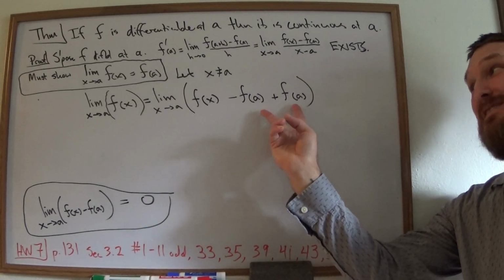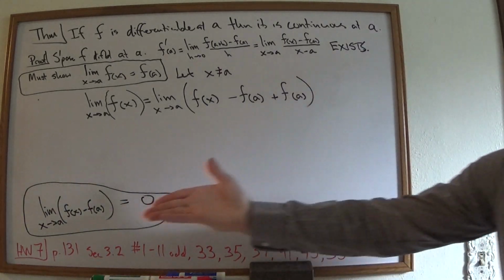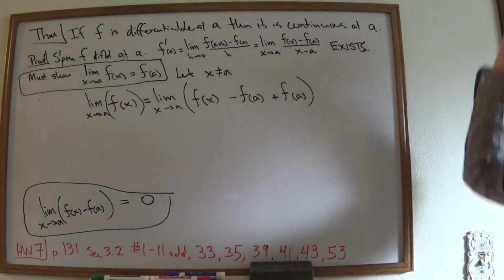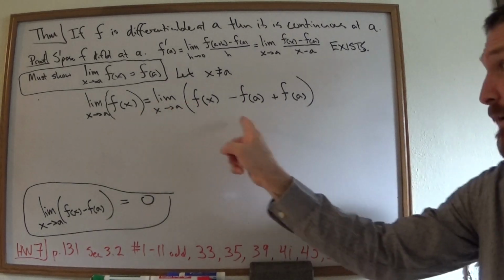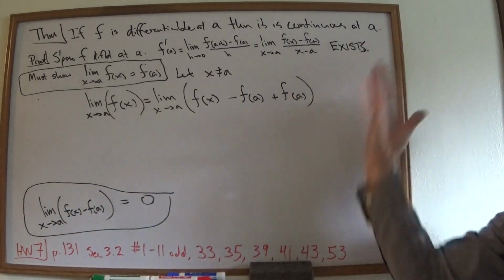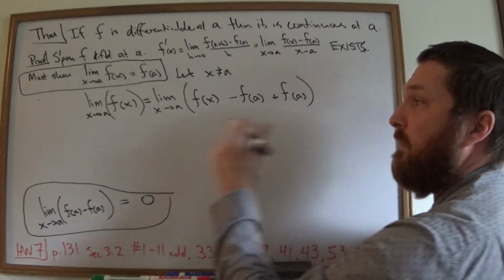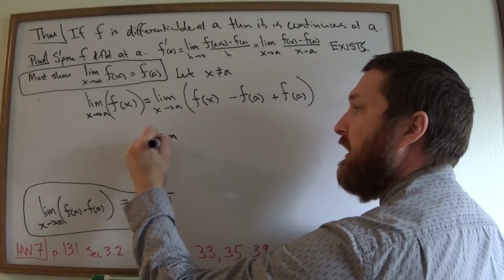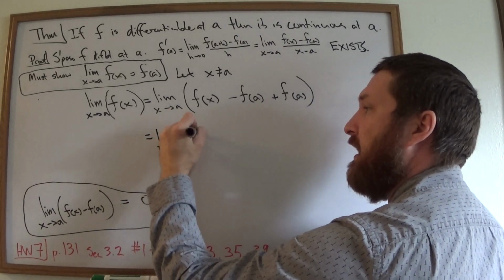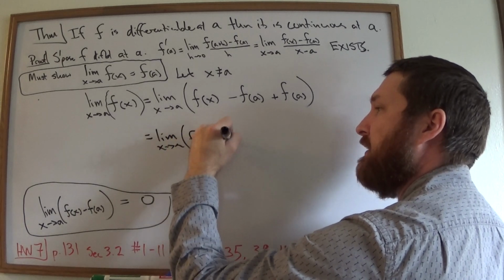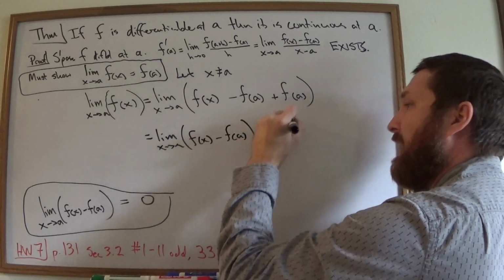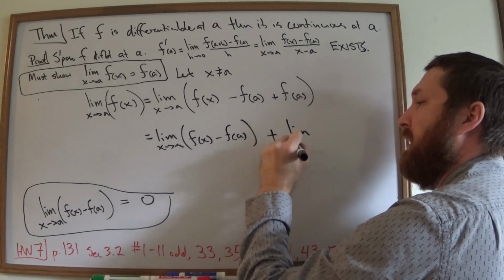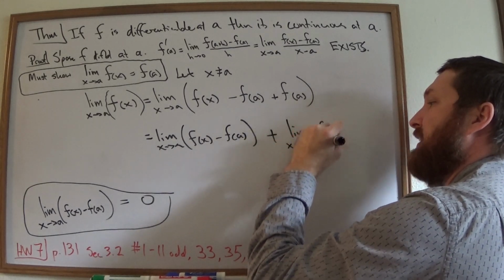But it's a really nifty trick when you're like, man, if I could just get a minus f of a in there, just add it and subtract it. Now you've got it. This is equal to that, yes? Cool. So now it's a limit of a sum. So I could do this: the limit as x goes to a of this guy, f of x minus f of a, plus the limit of the second part as x goes to a of just f of a.